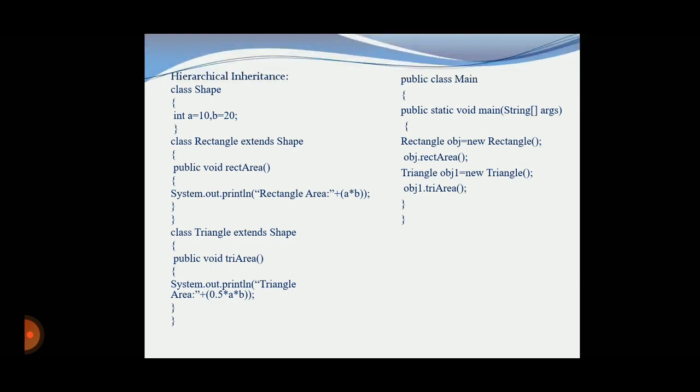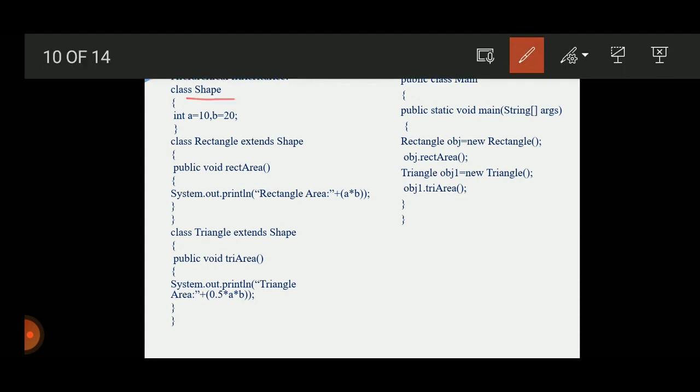See, that is class Shape, here also 10, 20. Now another class, Rectangle, extends Shape. So Shape has one subclass, that is Rectangle. Here we have the method rectangle area, in which we find the area of the rectangle. Next we have another method for the triangle, the triangle area method, in which we find the area of the triangle.